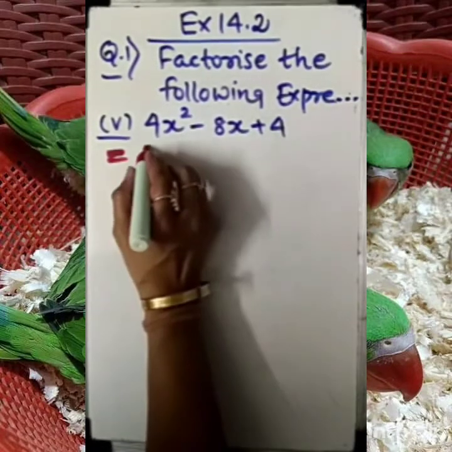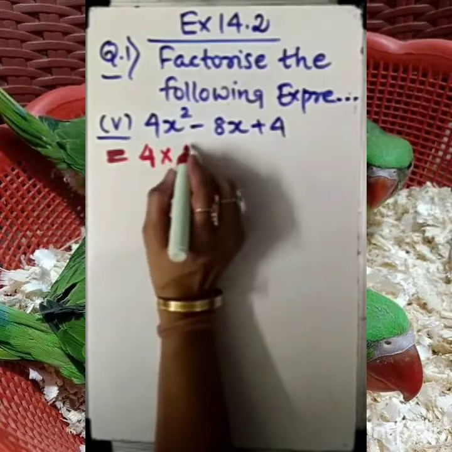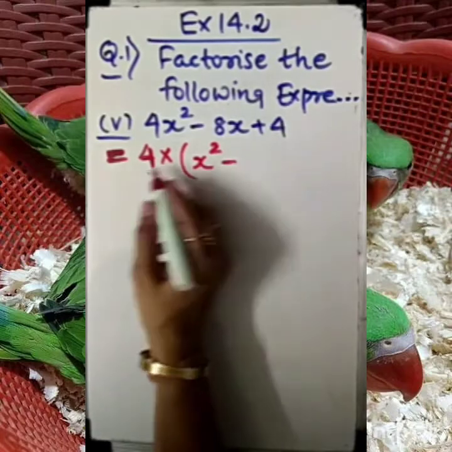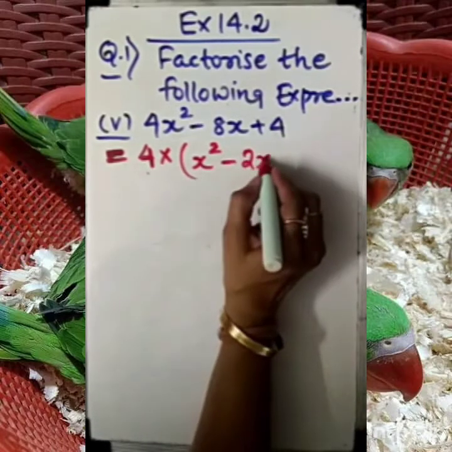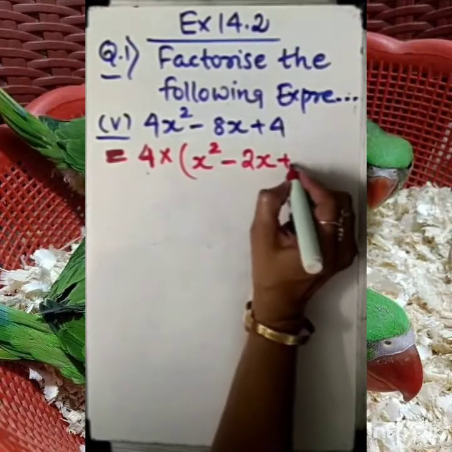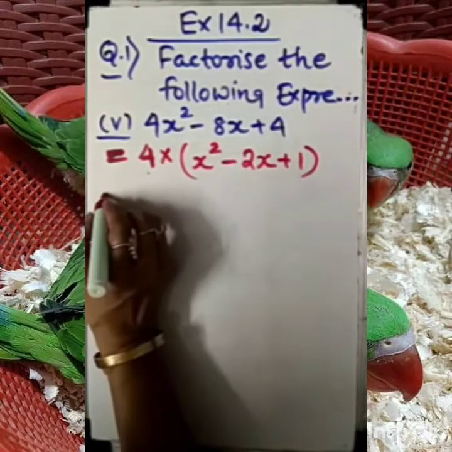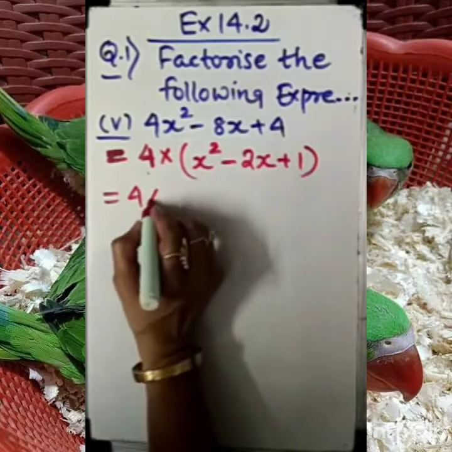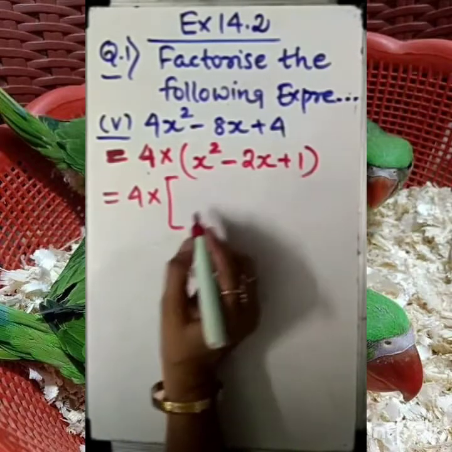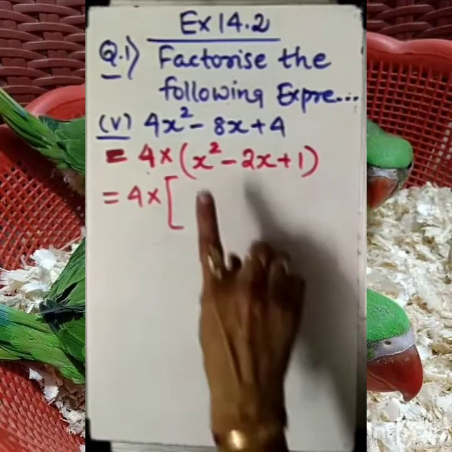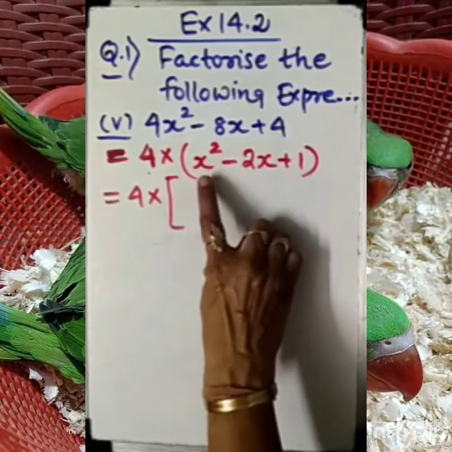Can I take 4 common? So what will be left inside? x square minus 4 2s are 8, so it will be 2x, plus 4 1s are 4. Clear to you? So my dear student, this is 4. Now, what about this? How to go with that? Again, check the first term. The first term is a perfect square of x. Agree?